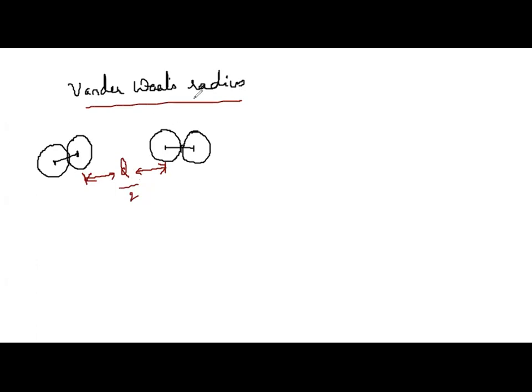Therefore, when I compare all of them, covalent radius is always smaller than van der Waals radius. Not only that, covalent radius is smaller than metallic radius. So totally we say covalent radius is smaller than metallic radius, which is smaller than van der Waals radius.